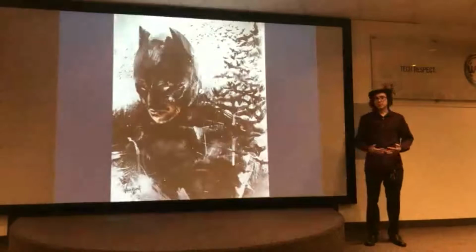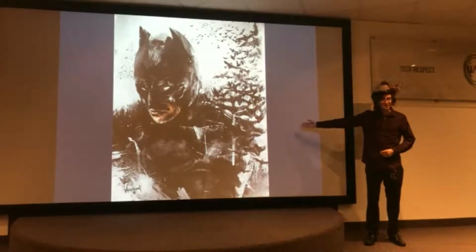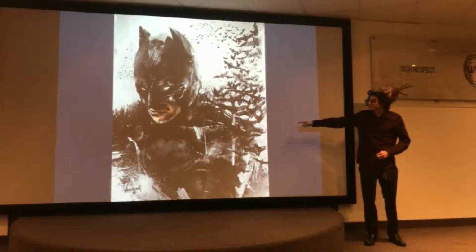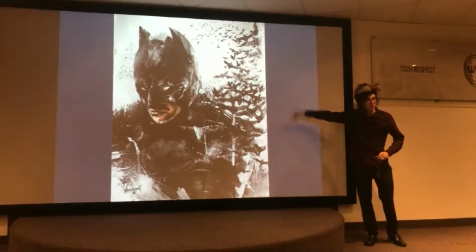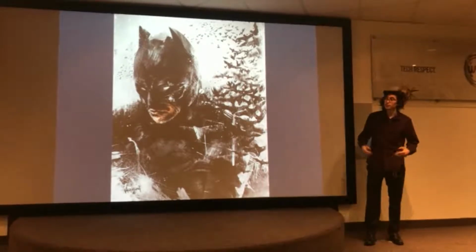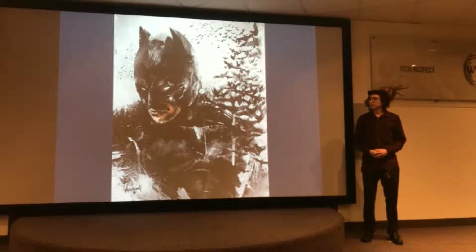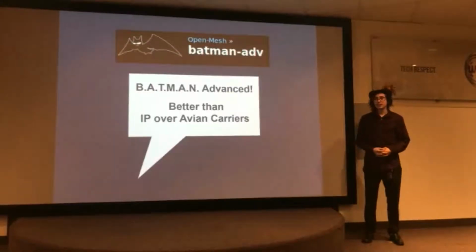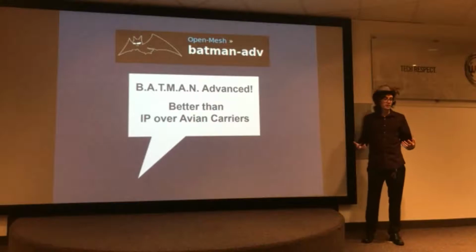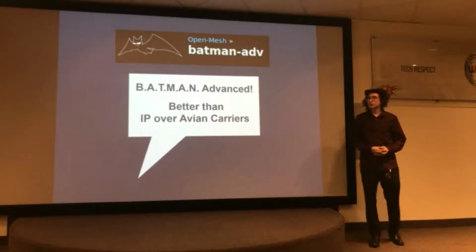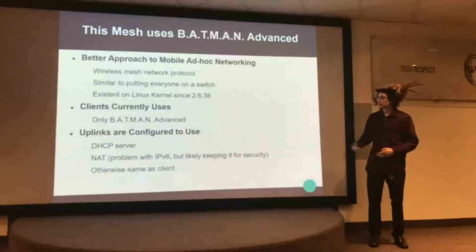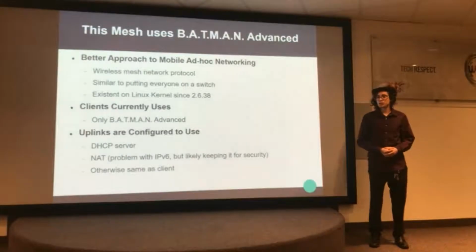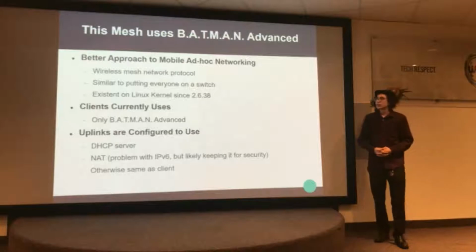The method of doing this is with a protocol called Batman. But it's not this Batman. It uses IP over avian carriers, as you can see in the background there. Instead, we're going to use something called Batman Advanced. Batman Advanced is a relatively old protocol. It's been in Linux for a while. In fact, it's been in Linux since about kernel 2.6, so around 2007.